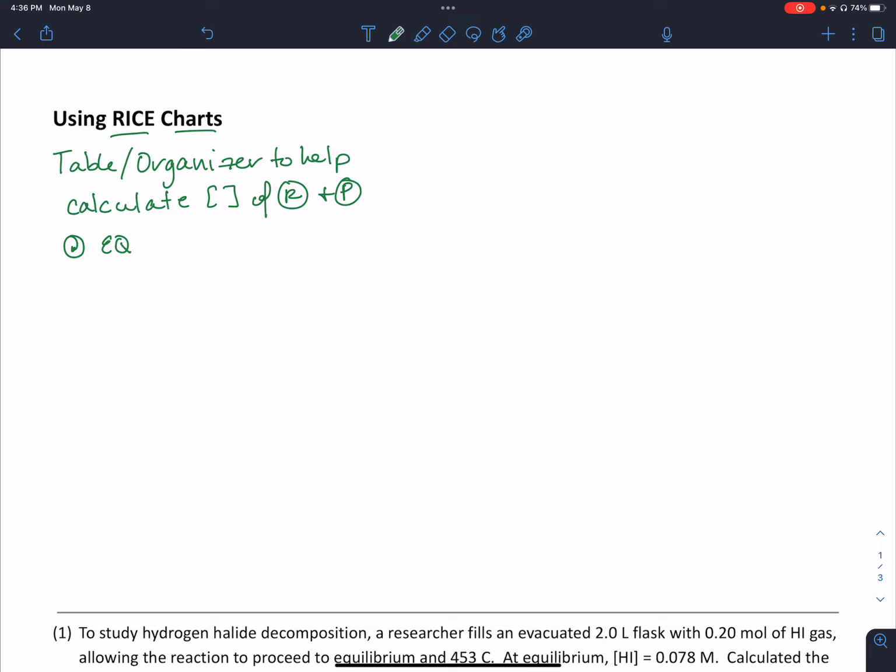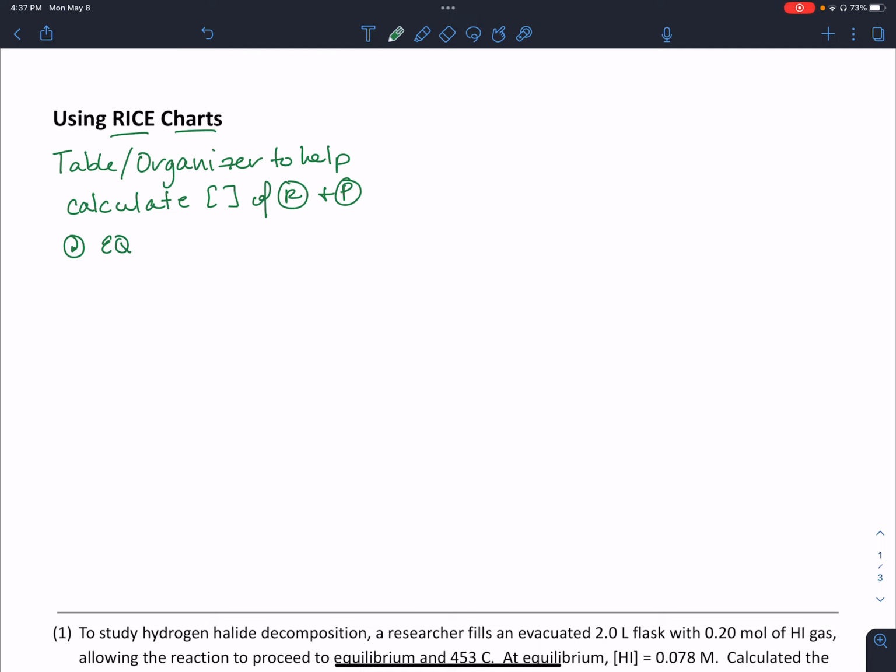But that was if you knew KEQ and you knew the equilibrium amounts of all the components except for one. And in that case, you could plug an X in for the unknown, solve for X. This is a little more complicated because you're not given any information at equilibrium except for the KEQ value. What you are given are initial amounts of substances. So we're going to start with that initial amount.